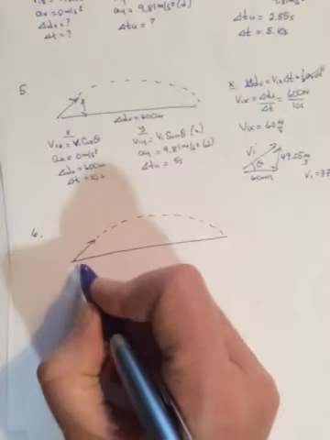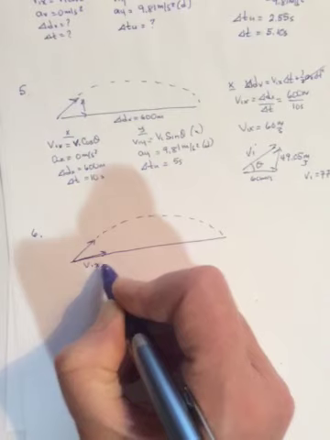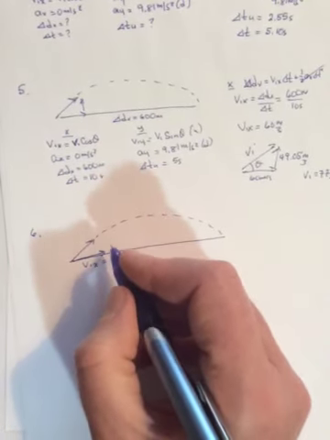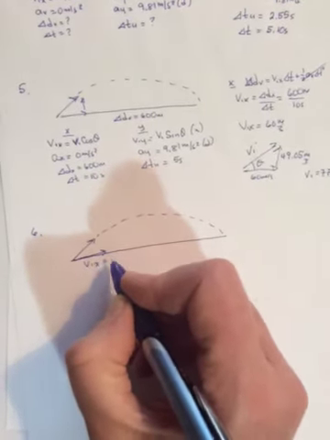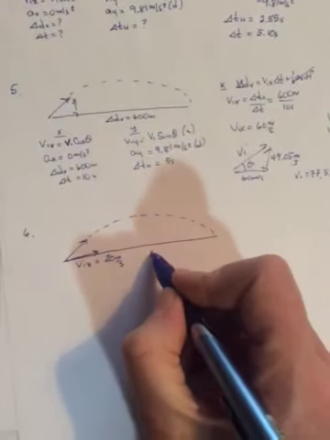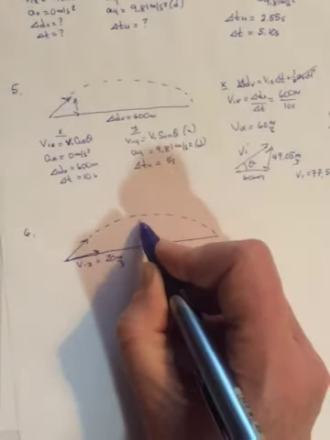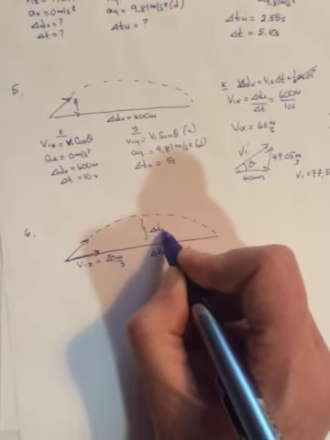And it says that its average horizontal component, so its VIX, is 20 meters per second. And it says that it's thrown a distance of 80 meters. And it wants to know what's the delta dy max.